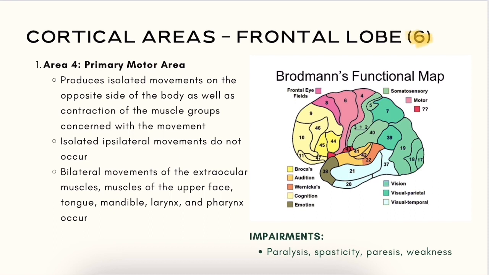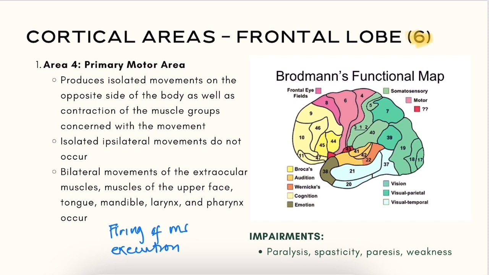Okay, first is our PMA, or our primary motor area, which is area number 4 right here. This produces isolated movements on the opposite side of the body, as well as contraction of the muscle groups concerned with the movement. Isolated ipsilateral movements usually do not occur in this area once you stimulate it. However, bilateral movements of the extraocular muscles, the upper face, the tongue, the mandible, the larynx, and pharynx could occur. So again, area 4, the primary motor area, is responsible for firing of muscles, for execution of movement. So speed, strength, the actual firing, the immediate activation of the body. So that is what your area 4 is for.